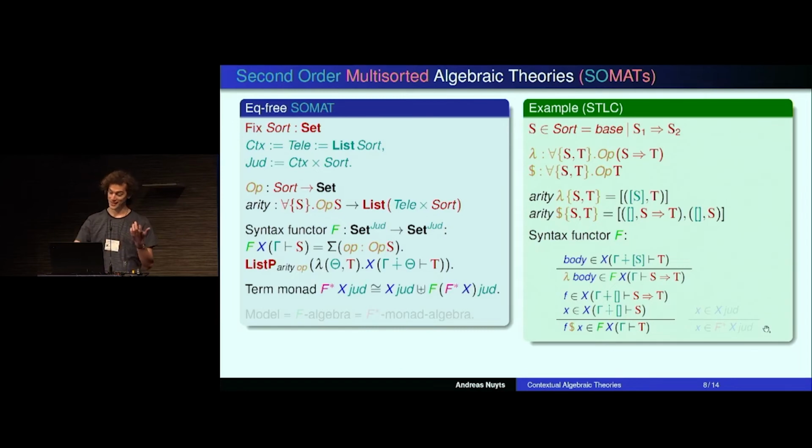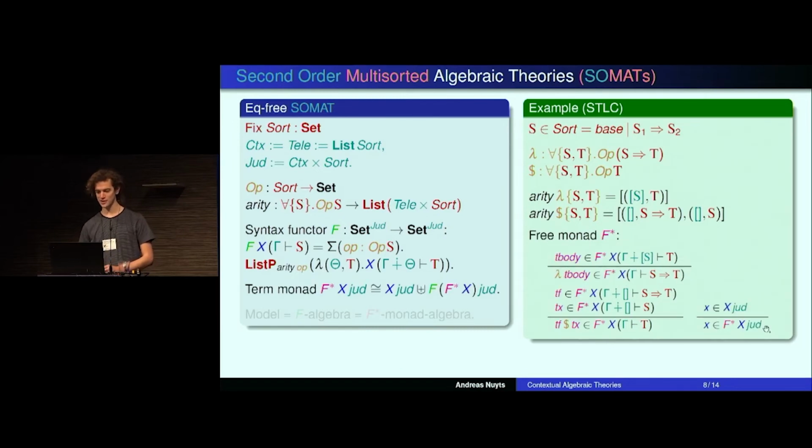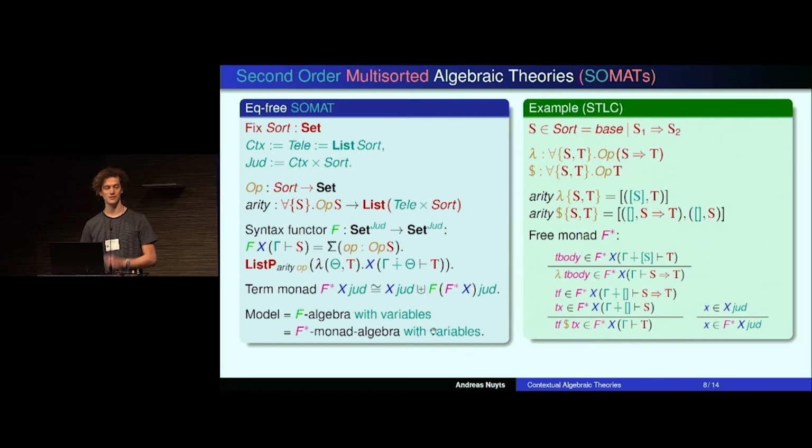And then I can again take the term monad. What changes here is that my subterms are again terms instead of X's. And I also get meta variables. Note that these are meta variables. X has its own judgment, so its own context of internal variables. And so if I want models, I have to throw in the internal variables manually.